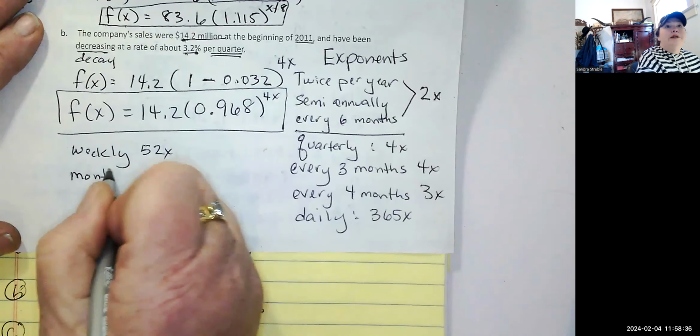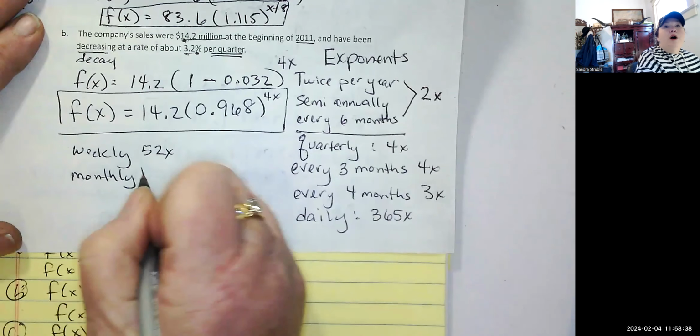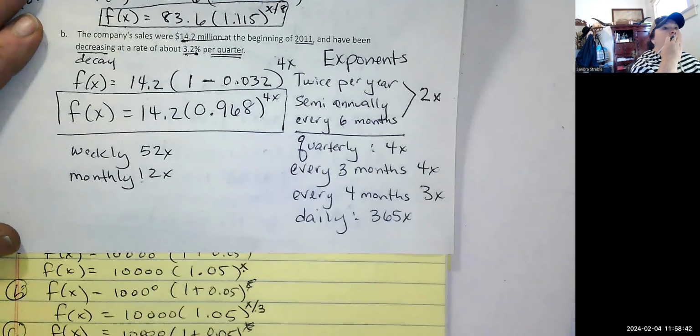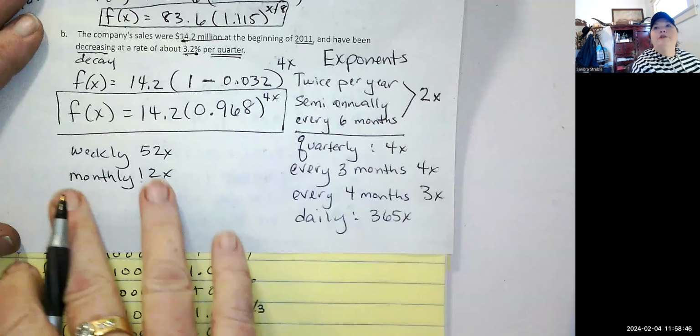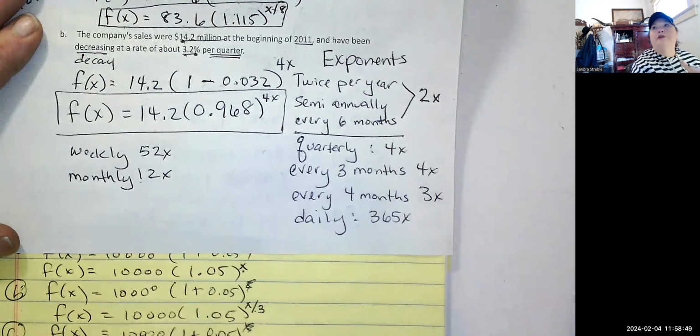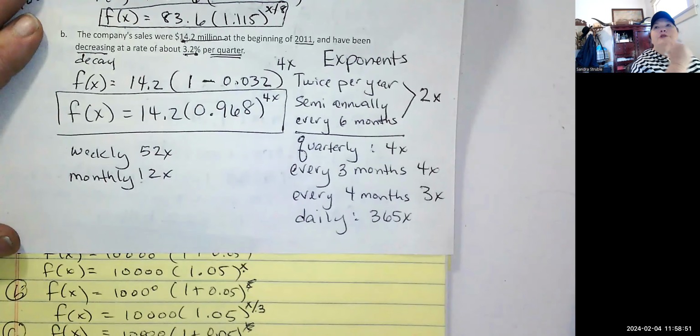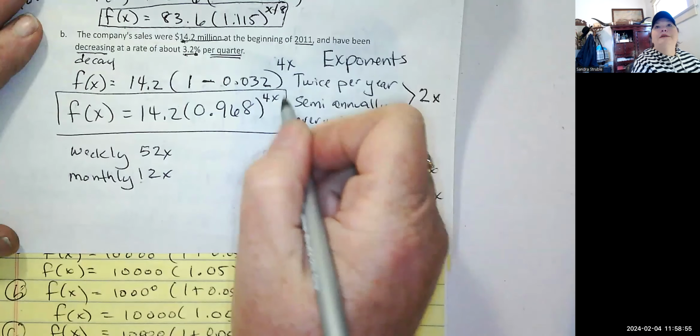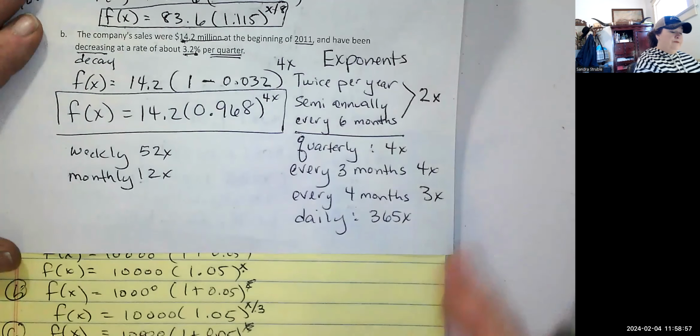Monthly, oh my gosh, we could get crazy with this. Monthly would be 12x. Daily, weekly, monthly, quarterly. I think I've covered most of them. So these are all good things to have in your arsenal of being able to handle these situations, to understand what would need to be in the exponent. These are all what would be in the exponent to represent how often it's happening per year. Okay.